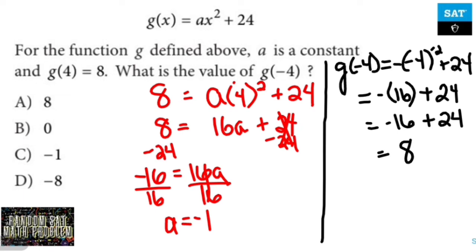So after all of that, the value of g of negative 4 is 8. A is my answer.